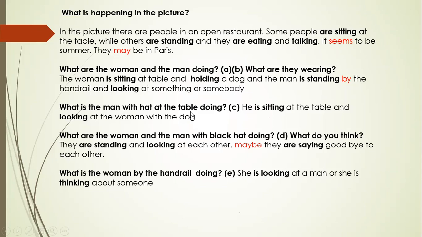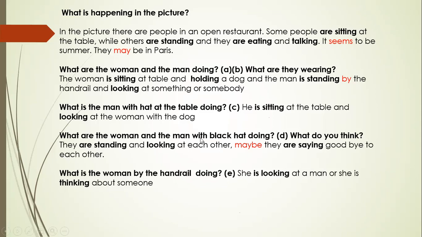What is the man with the hat at the table doing? He's sitting at the table and looking at the woman with the dog. ¿Qué está haciendo el hombre con el sombrero en la mesa? Bueno, primero decimos está sentado, obviamente. He's sitting at the table and looking at the woman with the dog. Y está viendo a la mujer o a la chica que está con el perrito.